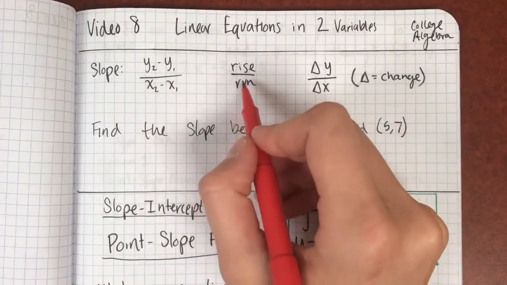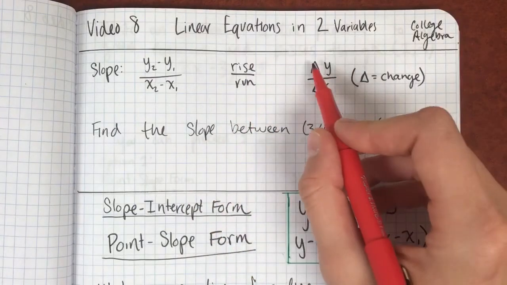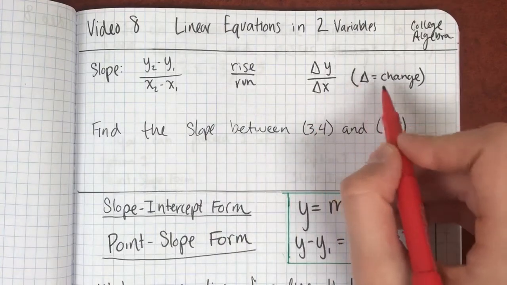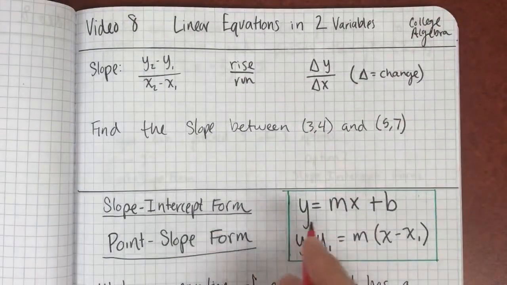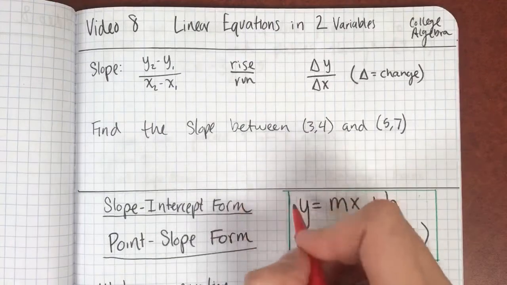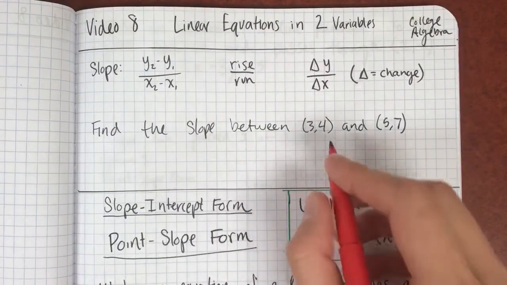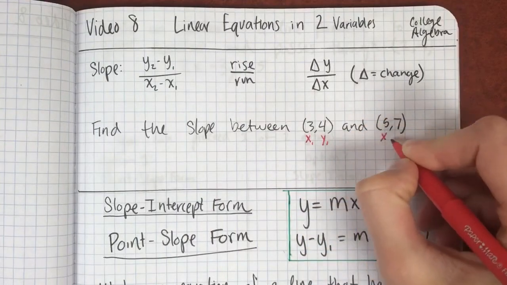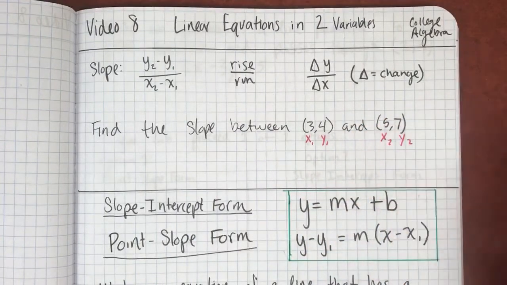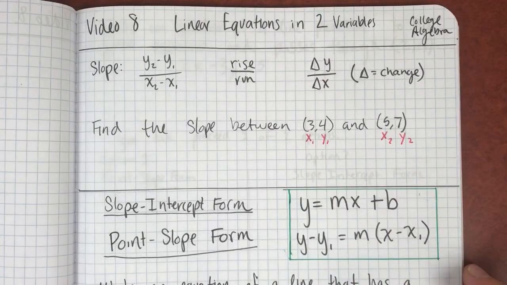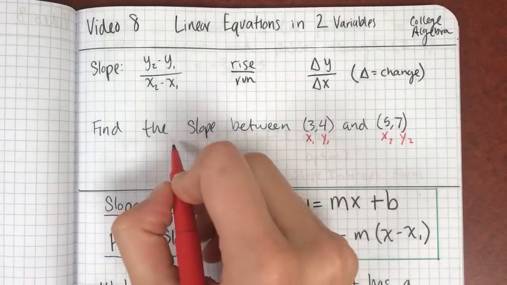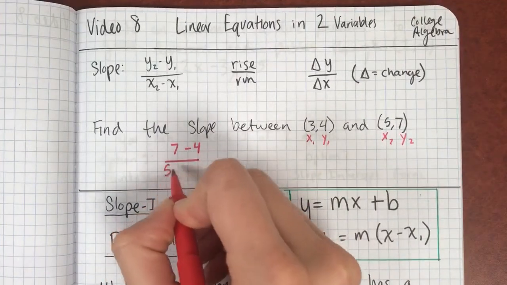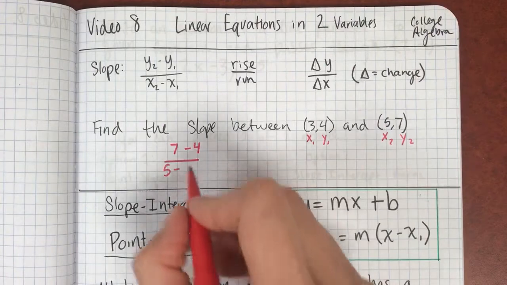If we're looking at a graph, remember it's rise over run. And sometimes you might see it looking like this, delta y over delta x. Delta just means the change. So looking at an example, finding the slope between (3, 4) and (5, 7), I can call these my x1 and y1, and here my x2, y2. And if you flip-flop those, you'll get the same answer. So here we're subtracting our y's over subtracting our x's.